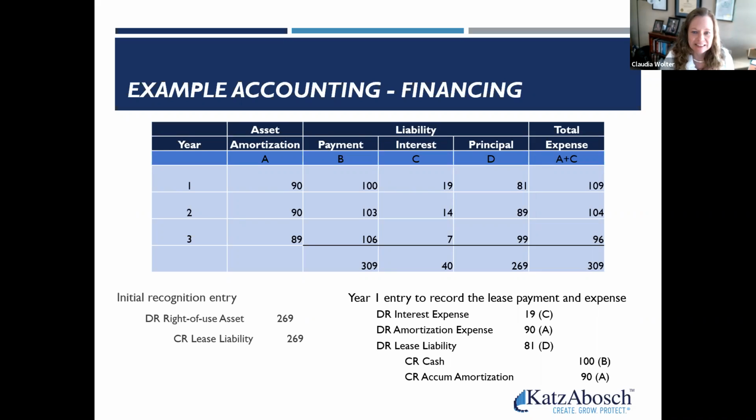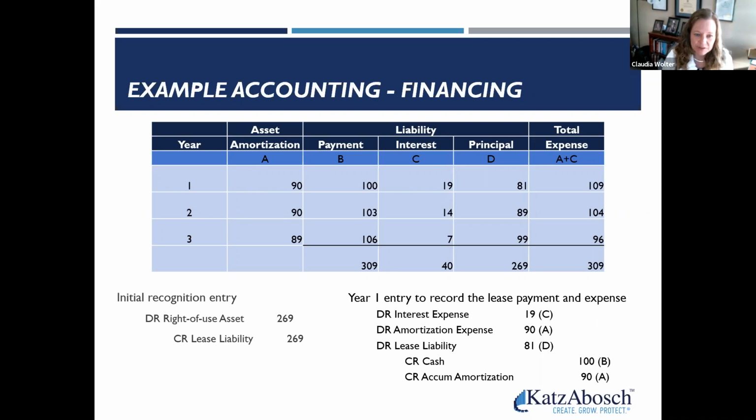So now let's do a financing lease. This is basically exactly how you would have done a capital lease in the past. So the initial recognition entry is exactly the same. We have a right of use asset of 269 and a lease liability of 269. That's in that bottom left corner.